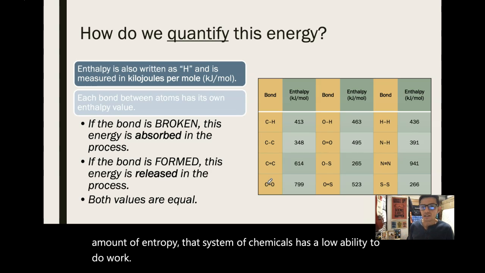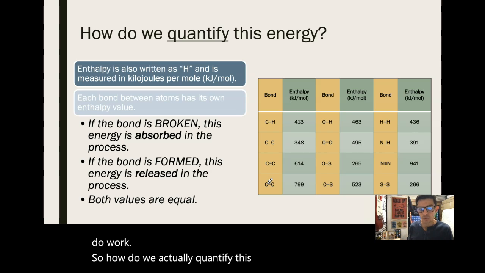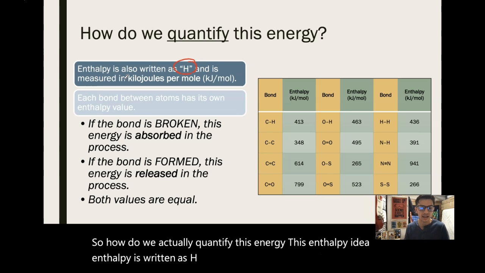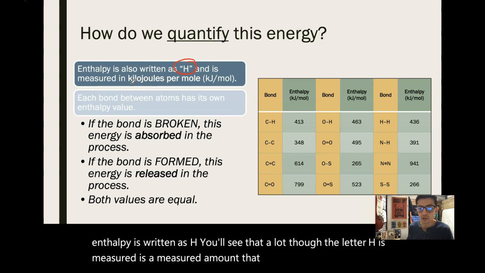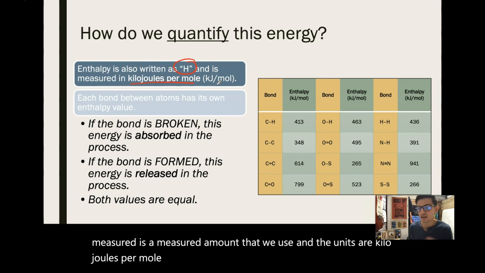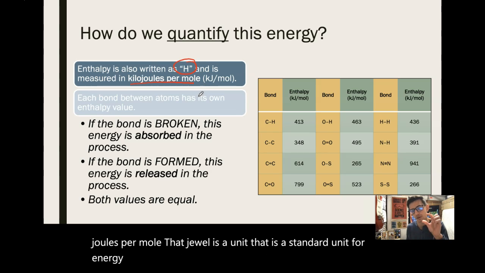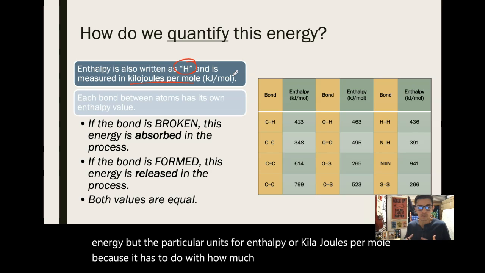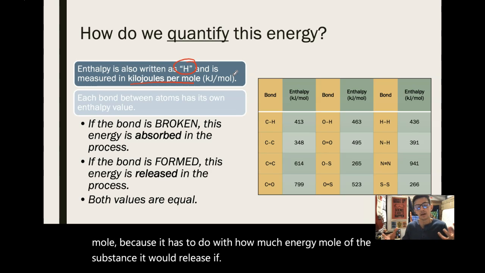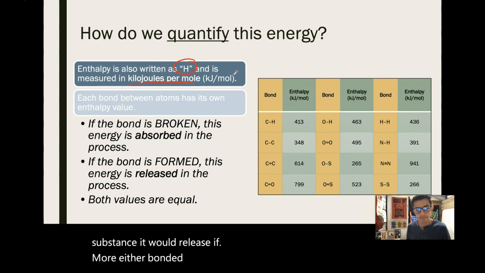So how do we actually quantify this energy, this enthalpy idea? Well, enthalpy is written as H. We'll see that a lot. The letter H is a measured amount that we use, and the units are kilojoules per mole. The joule is a standard unit for energy, but the particular units for enthalpy are kilojoules per mole because it has to do with how much energy a mole of a substance would release if that mole either bonded or was broken apart.